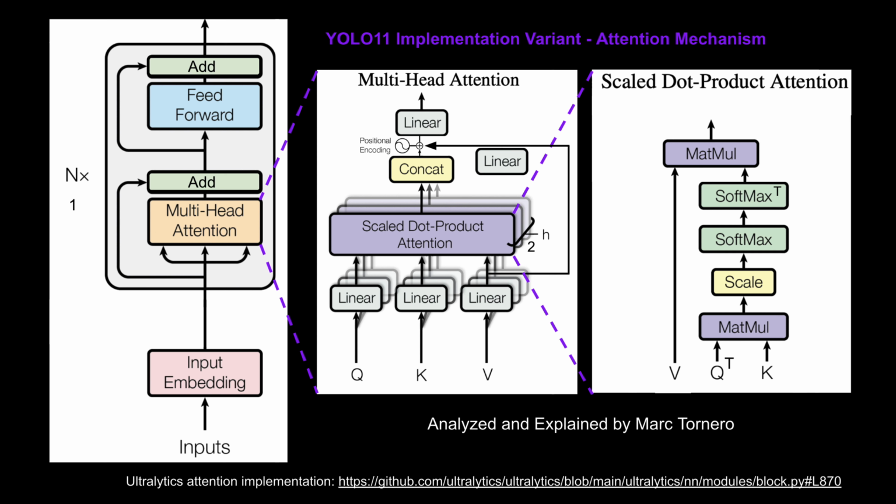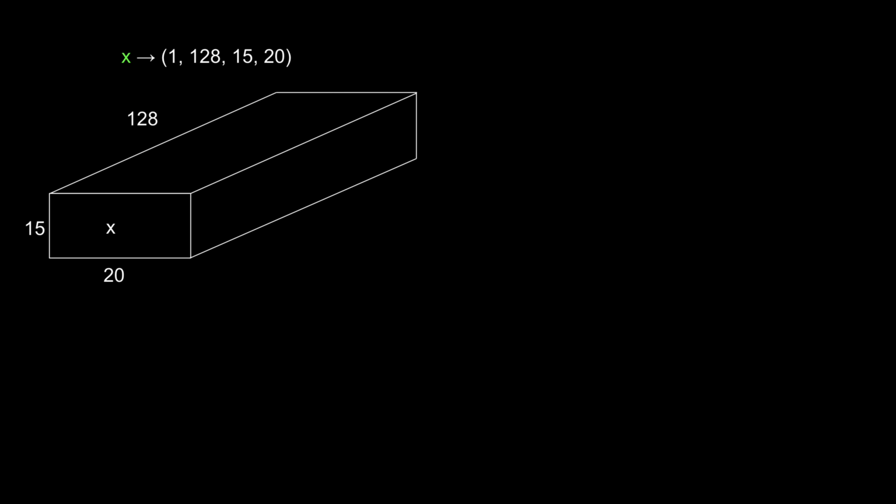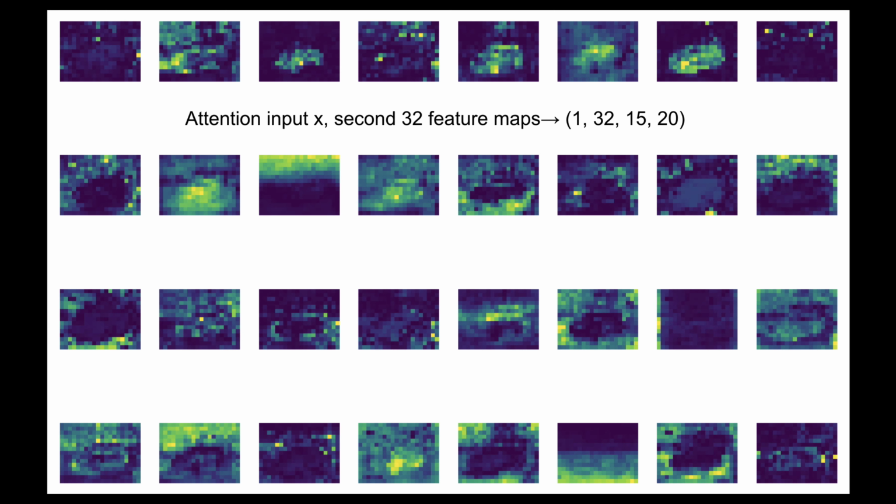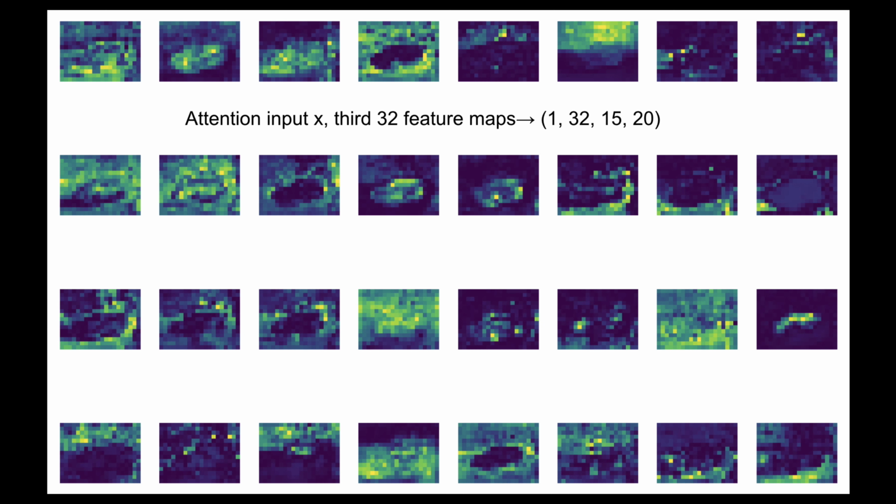To start understanding what this all means, let's begin at the very start with our input tensor to the attention block, which has the shape of 1 by 128 by 15 by 20. To build some intuition about what this tensor contains, here you can see its corresponding feature maps. I'm showing all 128 channels here, grouped into 4 blocks of 32, so we can visualize them more clearly.